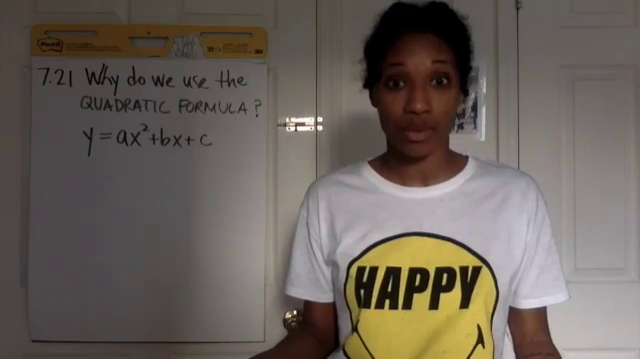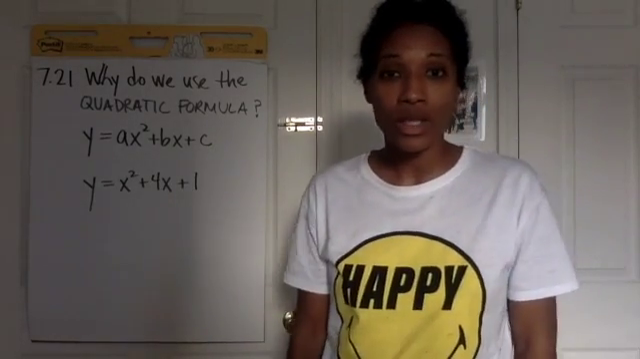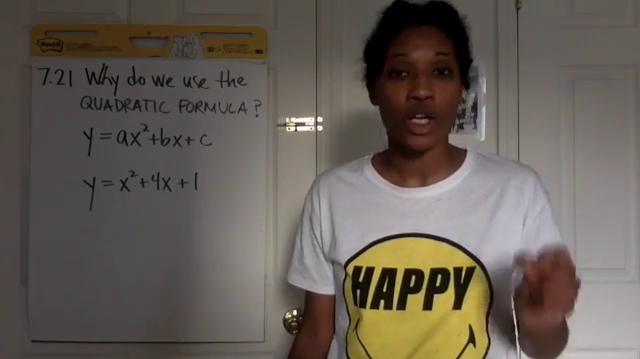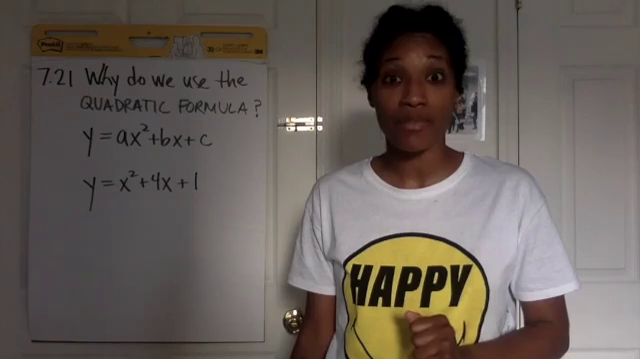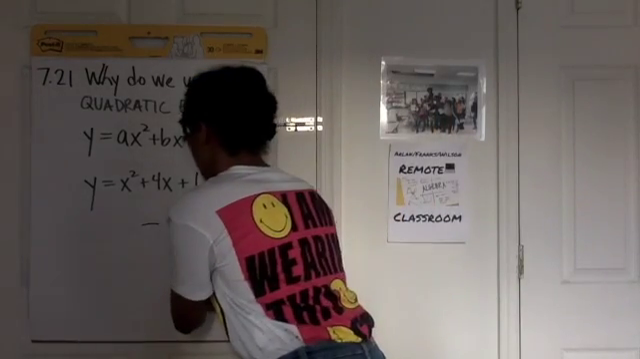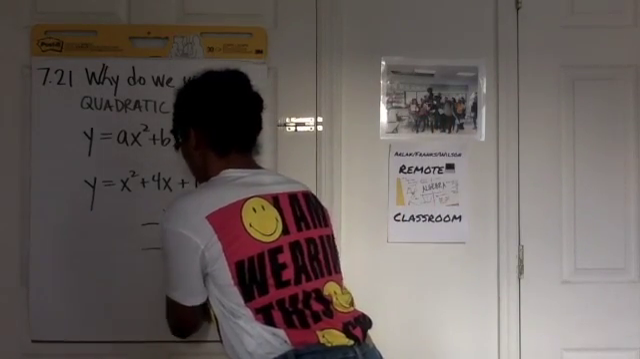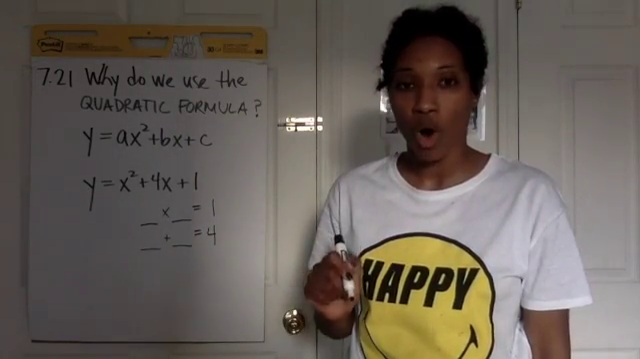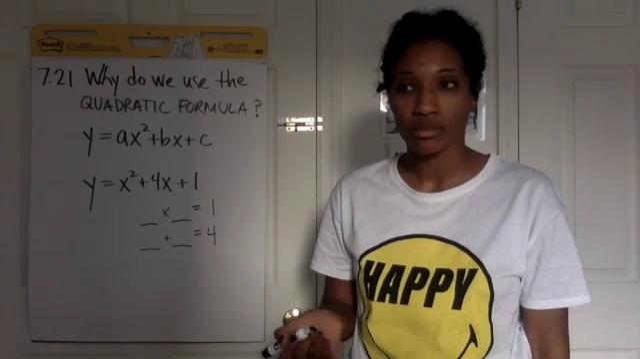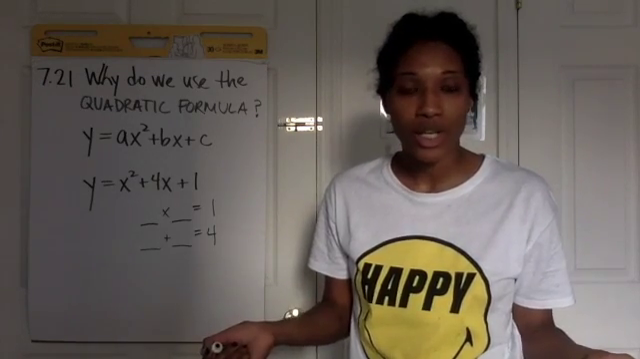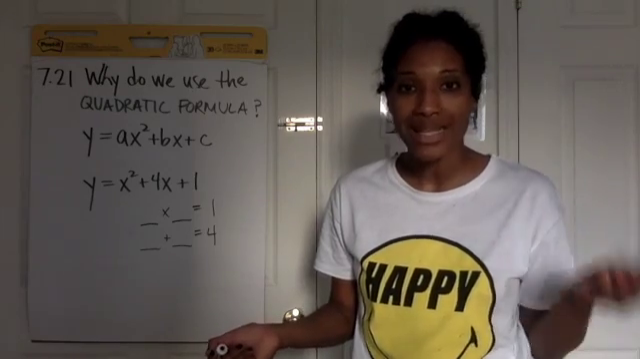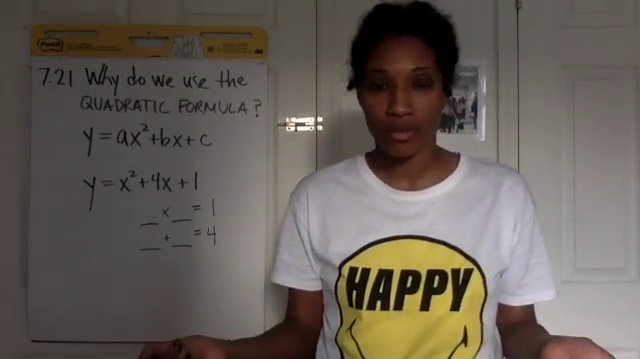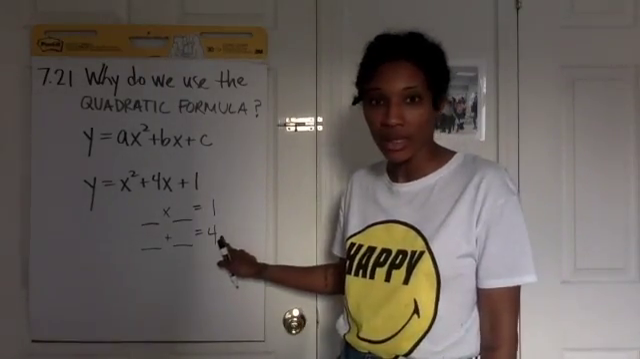Let's take a look at an example. Let's take a look at this quadratic: y equals x squared plus 4x plus 1. I want to find the roots, so I'm going to jump right into factoring. I'm going to set up my fill in the blanks. I need two numbers that multiply to 1 and that add to 4. Well, the only two numbers that multiply to 1 are 1 times 1, and 1 plus 1 is never going to give me a 4. So I'm not going to be able to fill in these blanks.